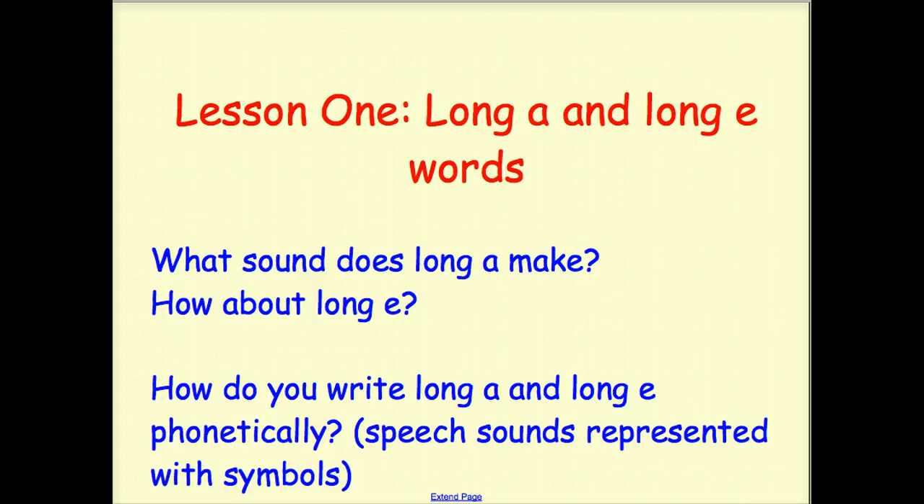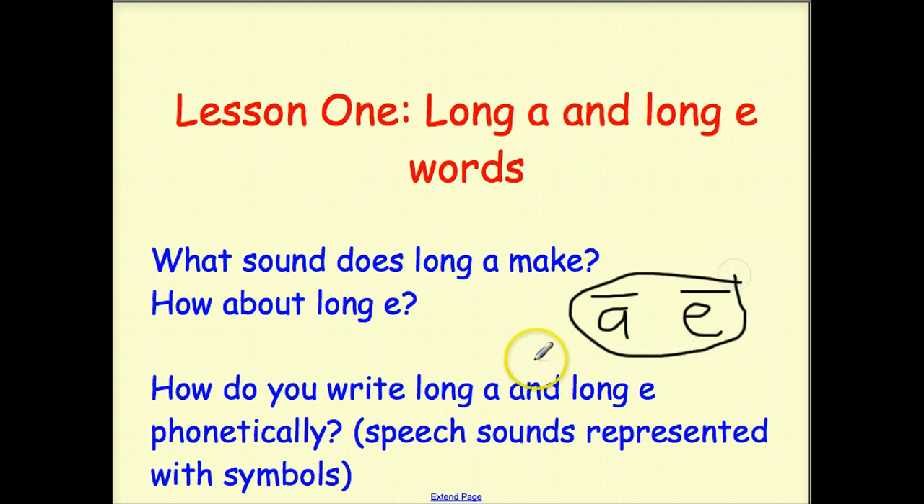All right? How do you write long A and long E phonetically? And by phonetically, I mean speech sounds represented with symbols. If you said something like this, A with a line over it, or E with a line over it, I'd tell you you're exactly correct. Okay, that's how we write long A and long E phonetically.